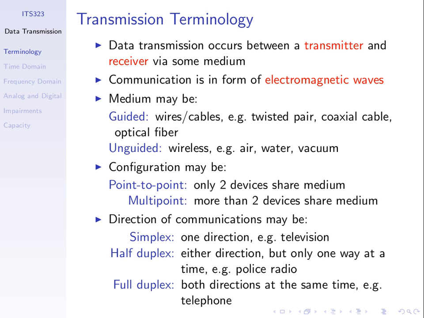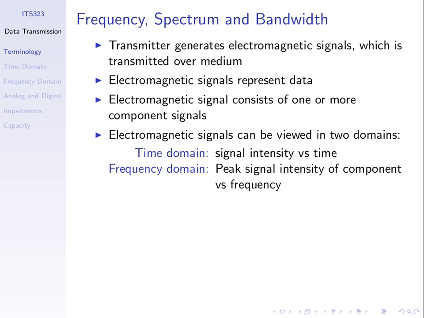Okay, now let's look, what about this signal being sent across our medium, whether it's guided, unguided, point-to-point, multi-point. What is the signal that's being transmitted from one point to another? Our transmitter, the computing device here, generates some electromagnetic signals, some energy which is transferred through the medium to the receiver. And we use those signals to represent the data that we want to communicate. Remember, our goal is to send data from A to B.